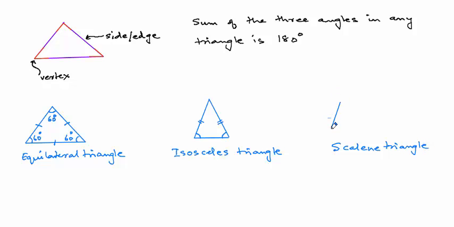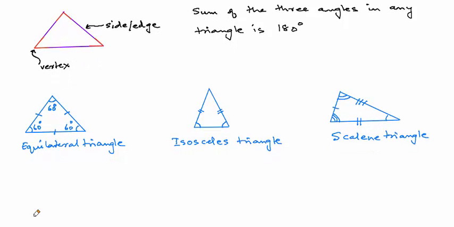A scalene triangle is one in which all three sides are different lengths. So this is different from this as well as this, and all three angles also have different measures. That's what a scalene triangle is.